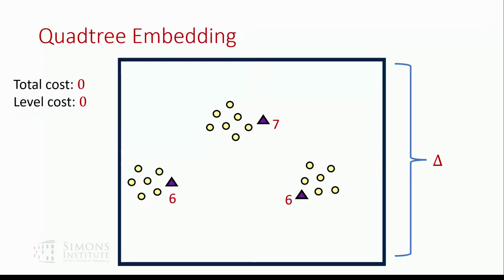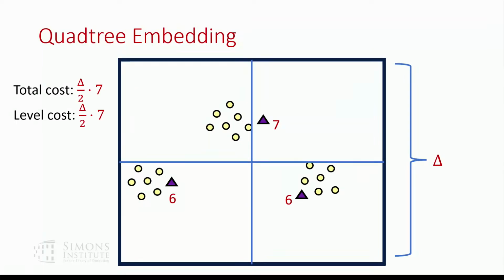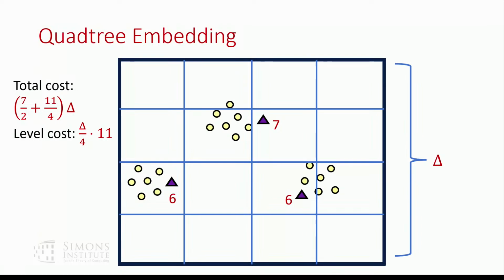So all the points are within this box at the top, so the cost induced is 0. Now we have the split, and there are 6 points in this cell, and there's capacity 6 here, so there's no cost induced by this cell, similarly here. But now here we're in trouble, right? Because this cell has capacity 7, and this cell has cost 7. So this level will induce a cost of 7, which is the difference of these things, times delta over 2. And we can do this so on and so forth.